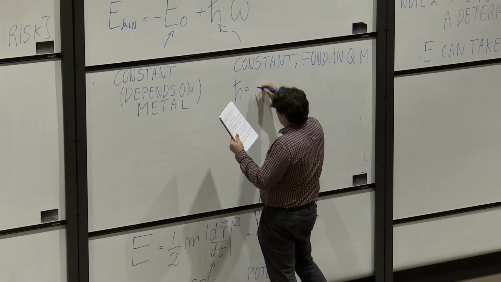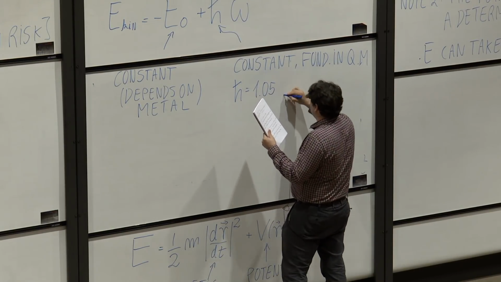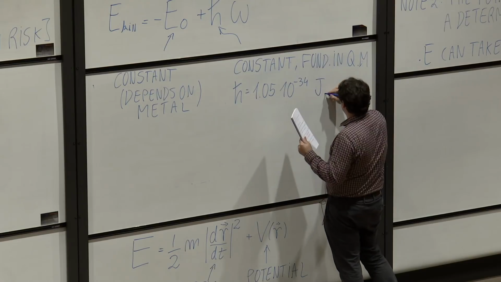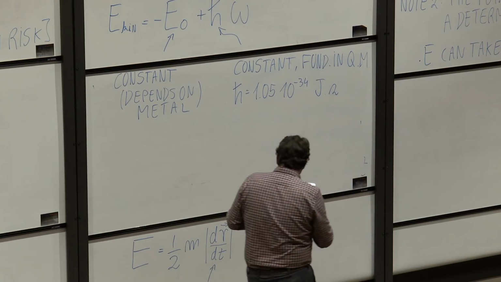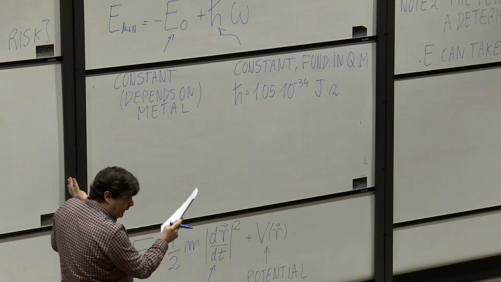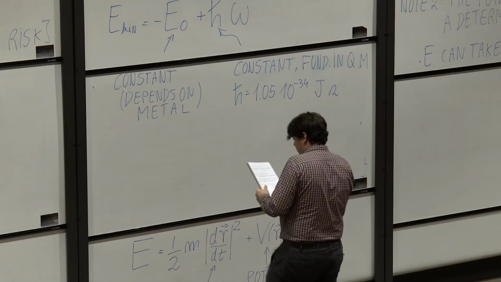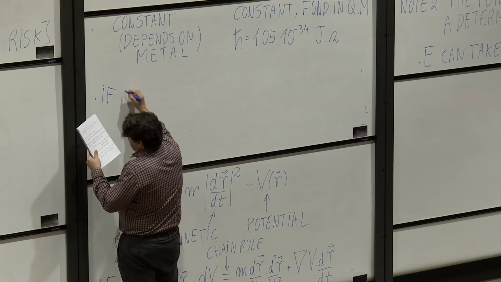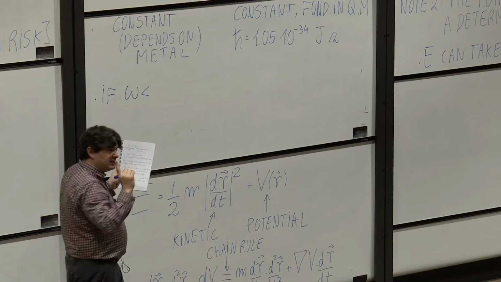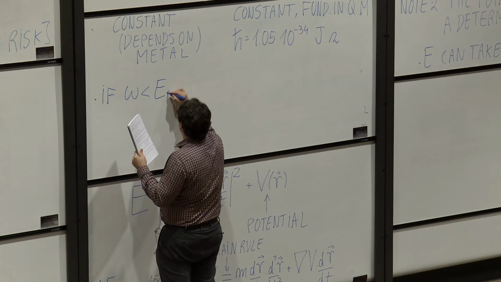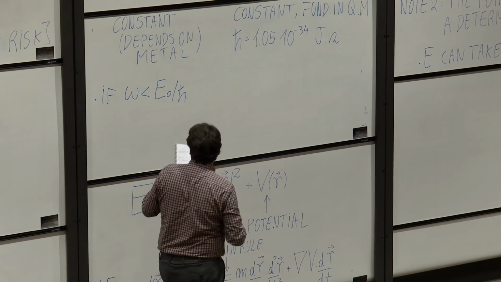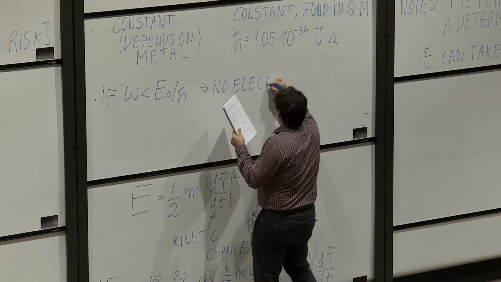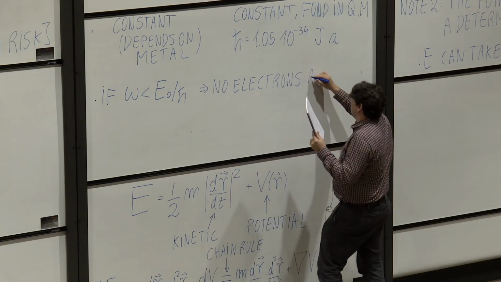And it has some value. It's not very important, but it's important that it's quite small. So it's 1.05 times 10 to the minus 34 joules times second. And the surprising thing that people have found was the following. So first, if the frequency of the laser is smaller than E0 divided by h bar, then no electrons are emitted.